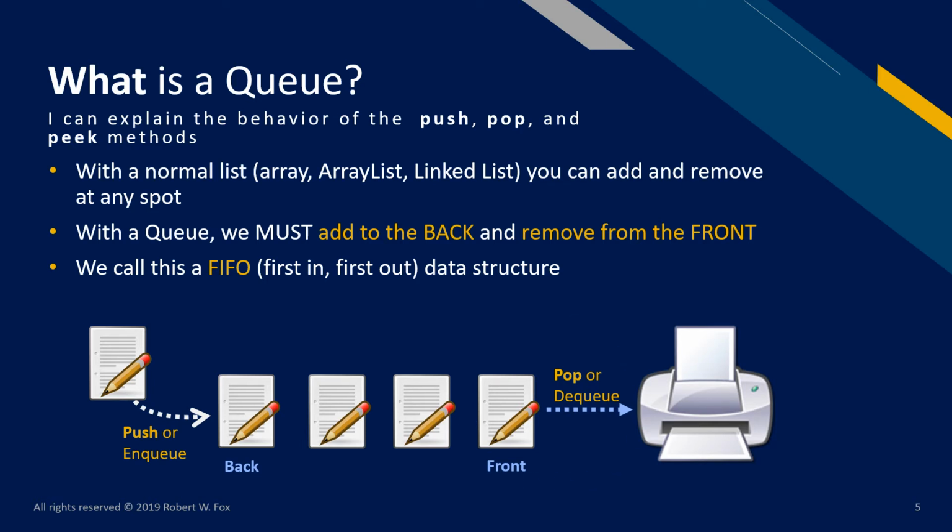Now remember, when we add to a queue, that's called pushing, or some textbooks will call it enqueuing, as in entering the line, entering the queue. And then removing is called pop, or dequeue, removing from the line. And so a queue is what we know as a first in, first out data structure. Sometimes that's pronounced FIFO.